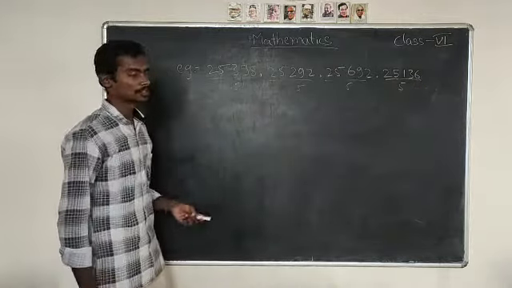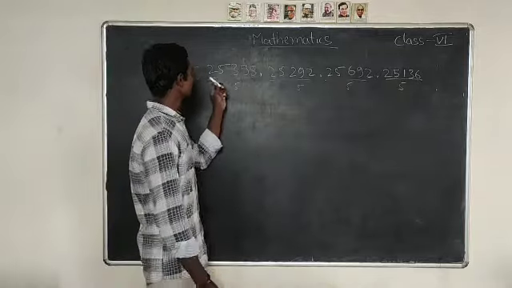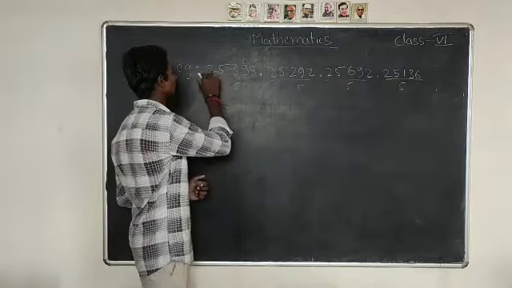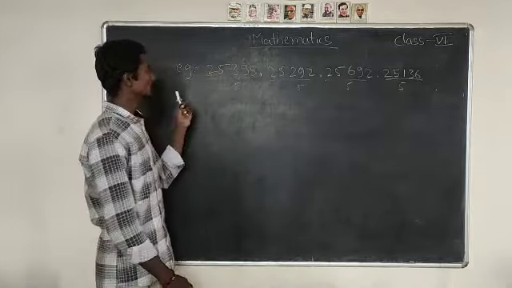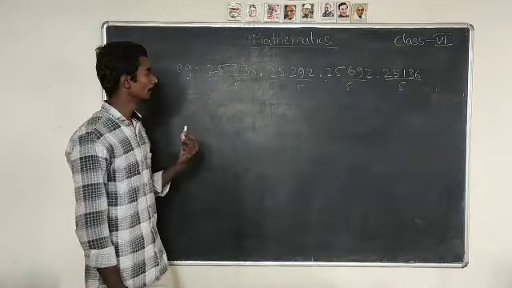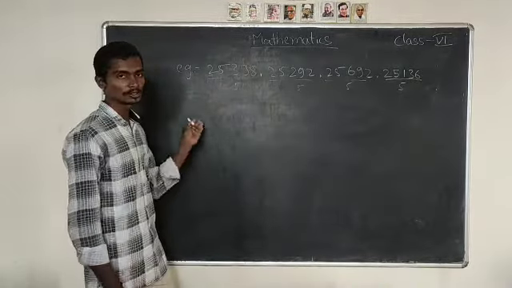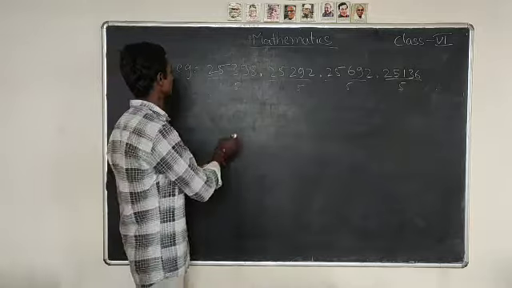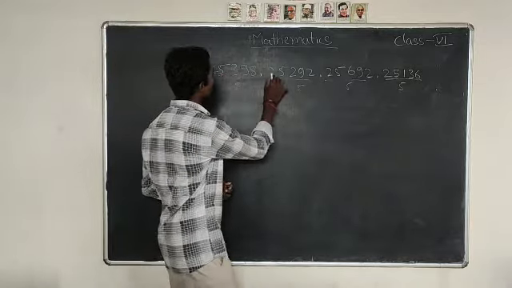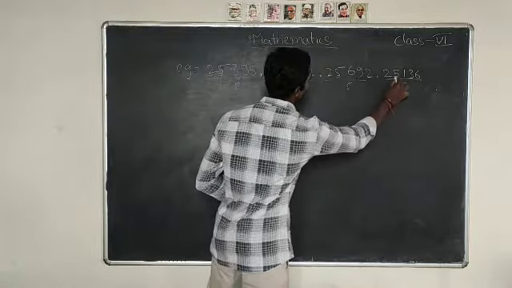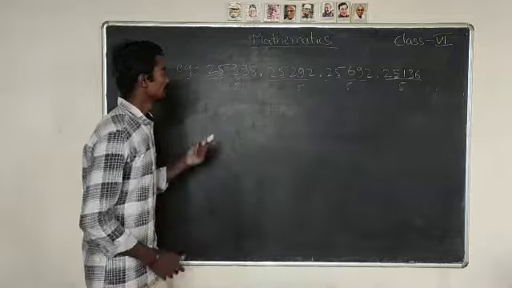Look at the first digit. All numbers have the same first digit, that is 2. And so with these two steps we cannot find the bigger or smaller number. So the next step is to go to the next digit. In all these numbers we have 5 as the second digit.